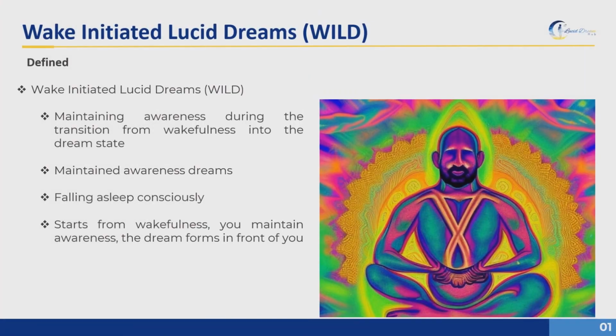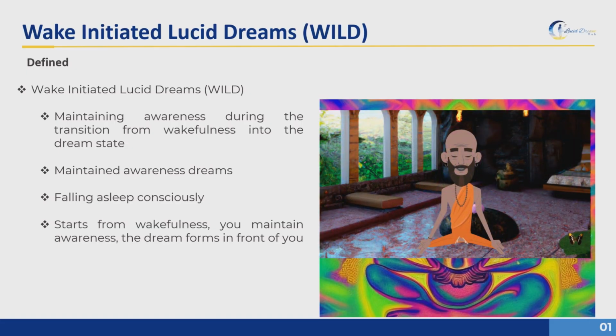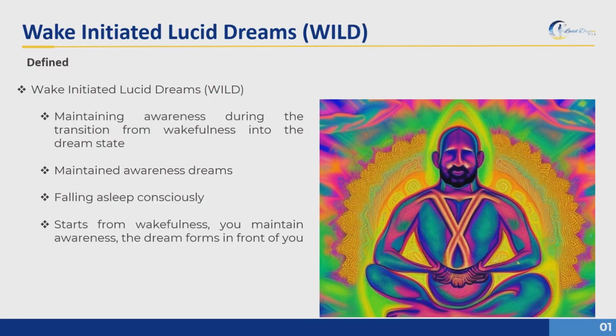Before you jump headfirst into the wacky world of wilds, let's review. A wild, or wake-initiated lucid dream, is the second type of lucid dream. In these lucid dreams, the dreamer maintains awareness during the transition from wakefulness into the dream state. This is why they are sometimes referred to as maintained awareness dreams. The dreamer falls asleep consciously and waits for the dream to form around them.